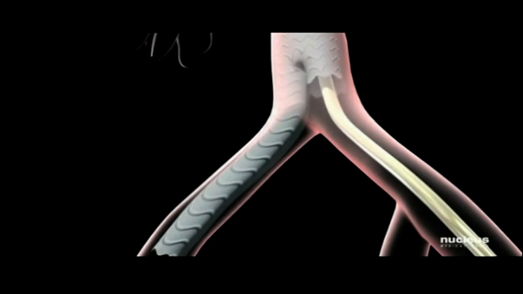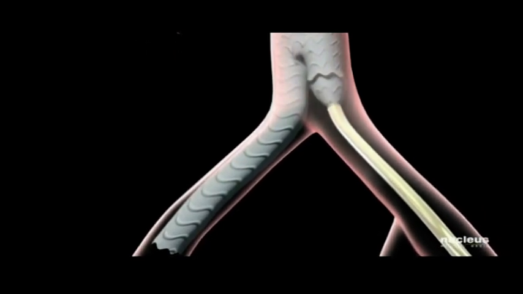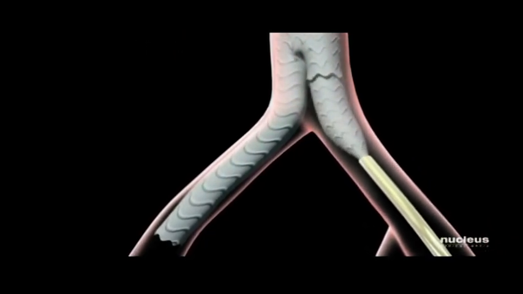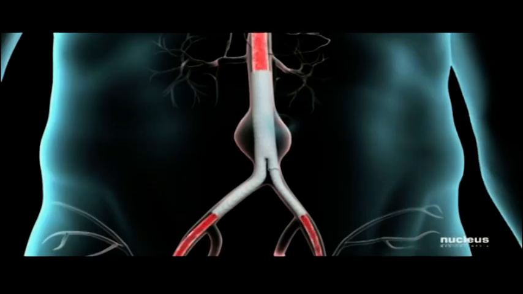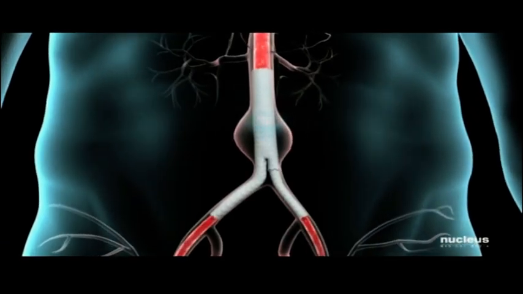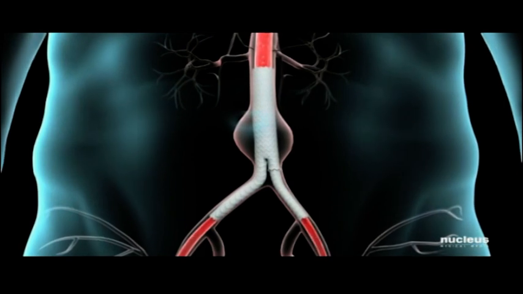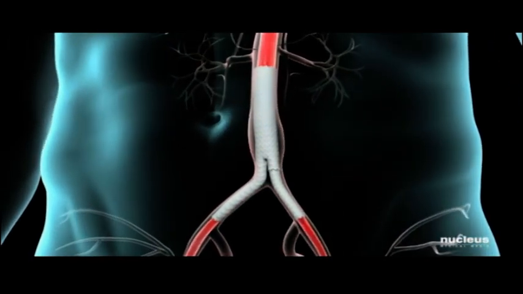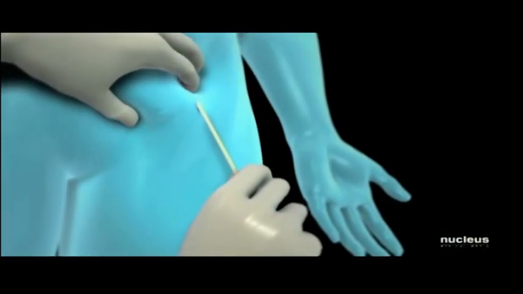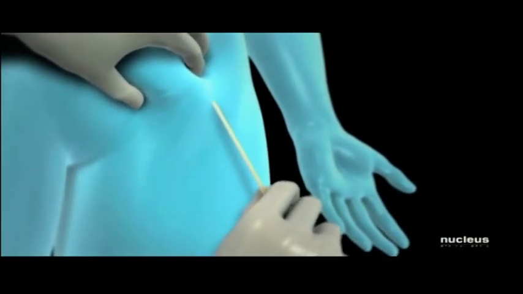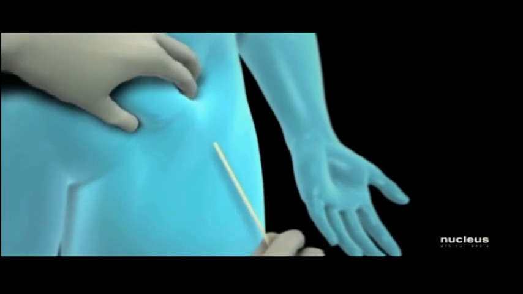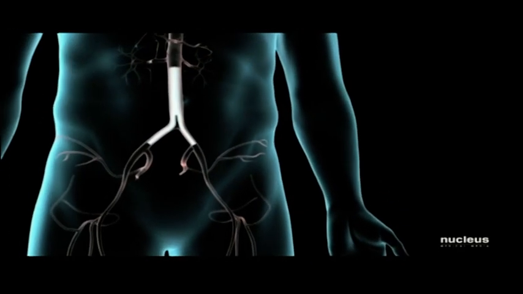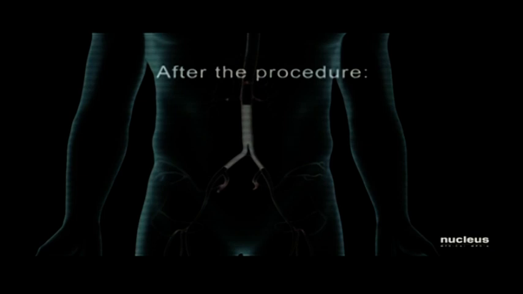Your surgeon may insert additional graft components to extend the graft into the blood vessels supplying your legs. Once the graft is in place, your blood will flow through it, not into the surrounding aneurysm sac, which will remove the pressure from your aneurysm. Finally, your surgeon will remove the catheters and close the incisions in your groin. The procedure will generally take 2 to 3 hours.